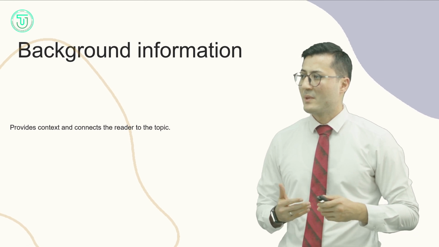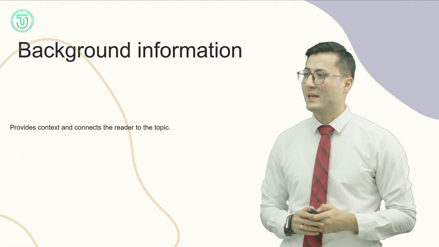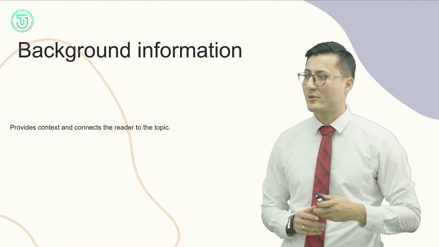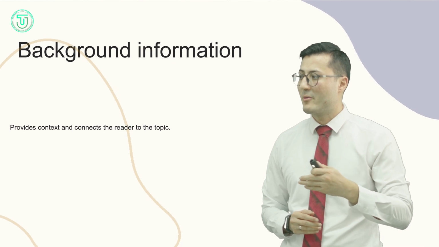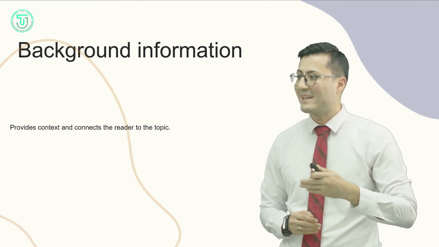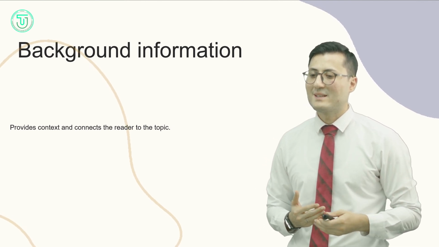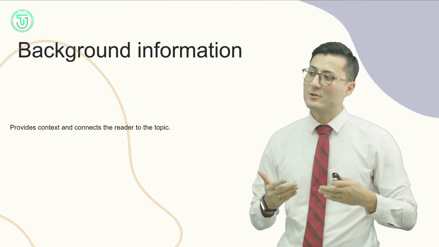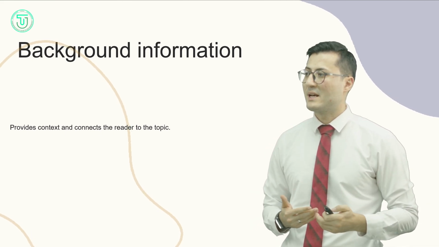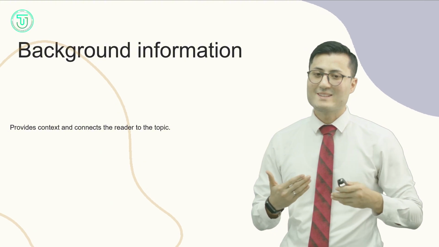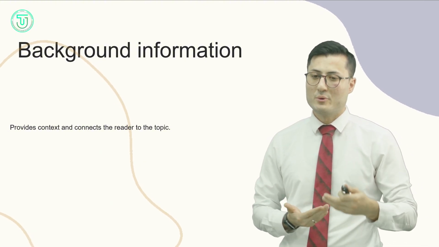So basically, what is background information? As you can see here, the definition of background information is a sentence that provides context and connects the reader to the topic. So what is it? When I teach, for example, the introduction at a university, I say to my students that background information is the sentence that your reader already knows.